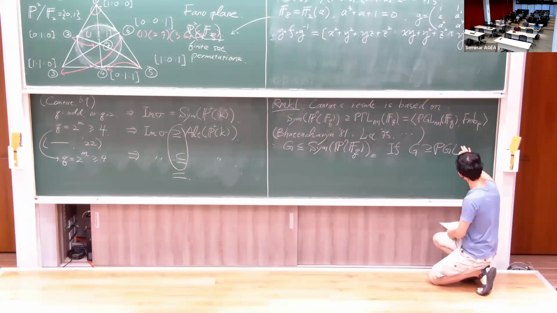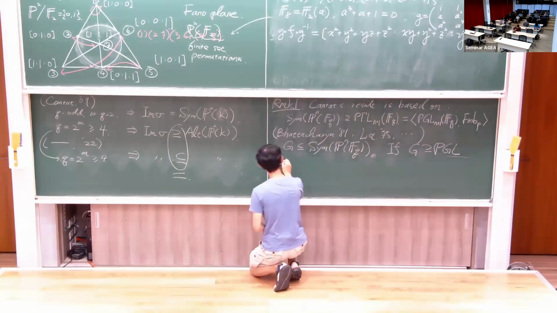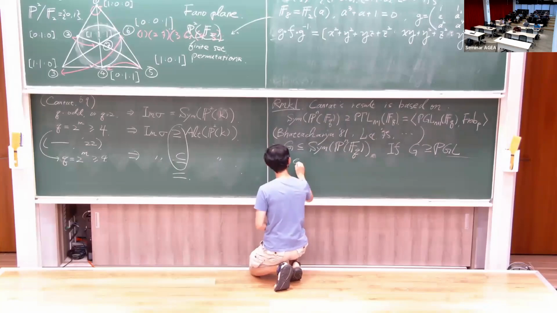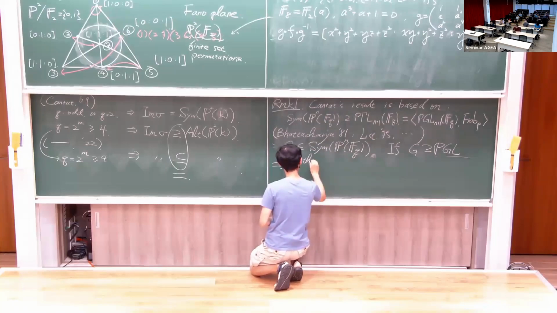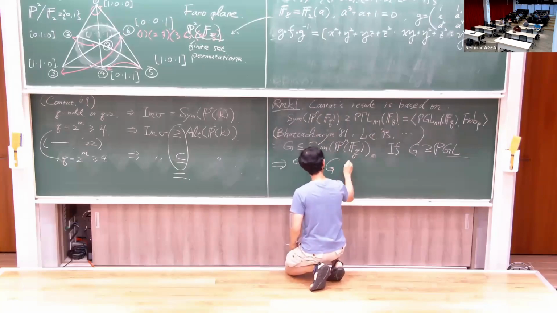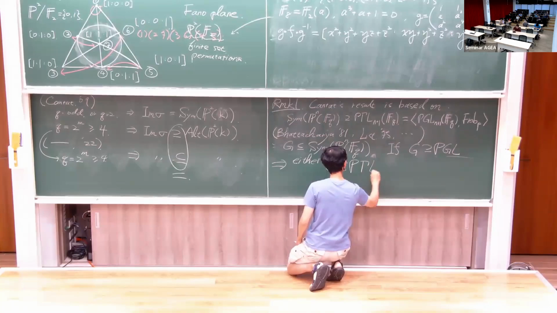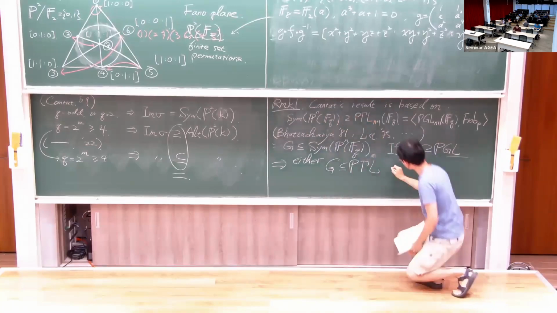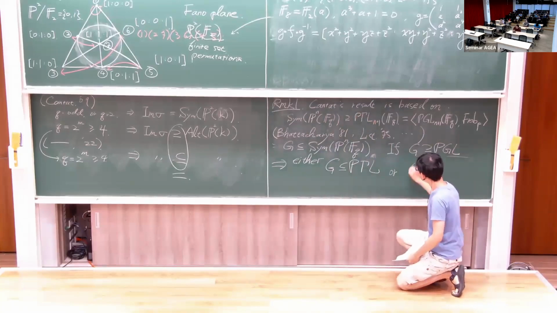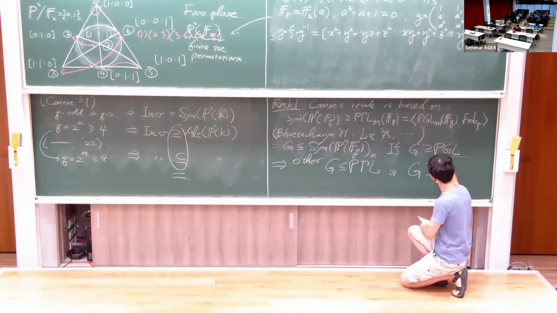Contains PGL. Let me just write PGL for short. Then either G is totally contained in the group of collineations, PΓL, or G contains the alternating subgroup.